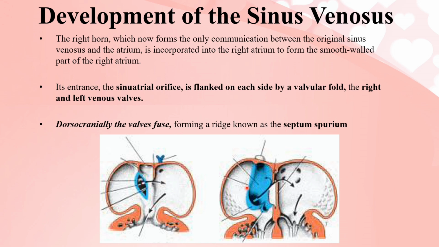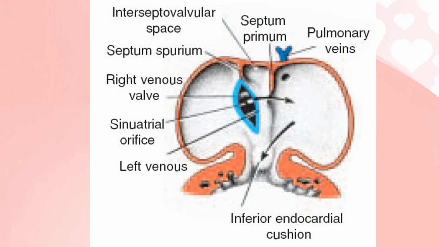This is the dividing line between the smooth walled part, that is the sinus venarum, and the original atrium, which is now the trabeculated part, and this line is indicated by the sulcus terminalis. So again, in this diagram you can appreciate the left sinus valve, the right sinus valve, and their fused part forming the septum spurium, and the other changes which are occurring at this stage.